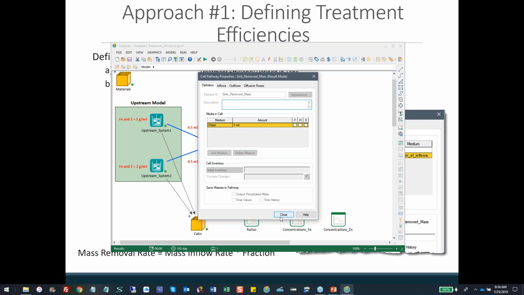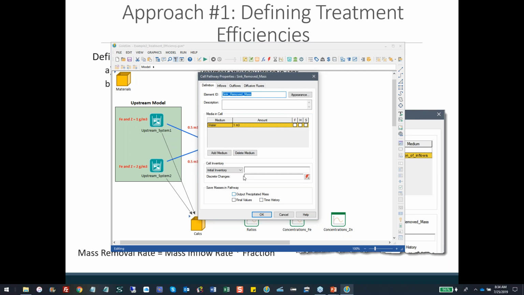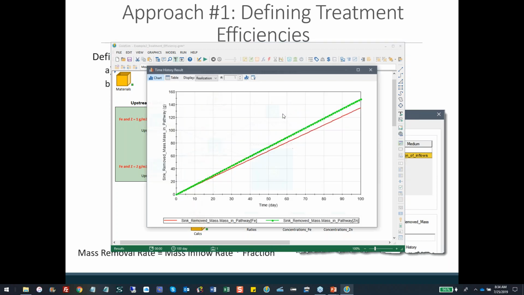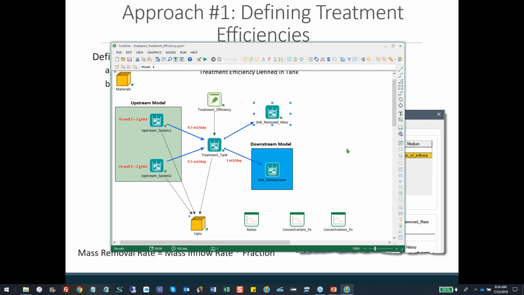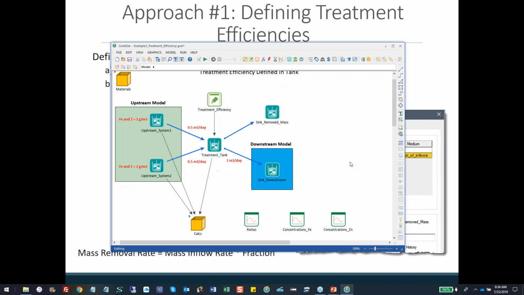And of course, if you wanted to, let me go ahead and rerun this model. You could keep track, which is what I'll do here. We can actually keep track of how much mass is removed from the system, which may be something you're interested in. So here I'm keeping track of how much mass of each of those two species is actually removed from the system via this magic treatment process. All right, so pretty simple approach, but in many cases, this simple approach may be appropriate for what you want to try to simulate. Just define a treatment efficiency.